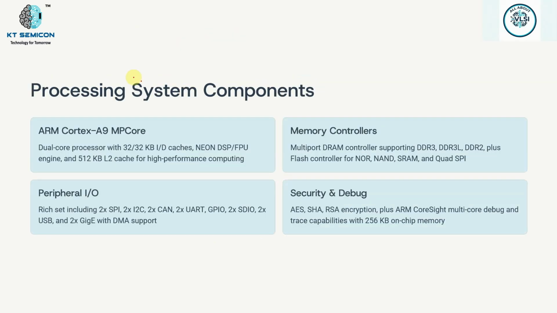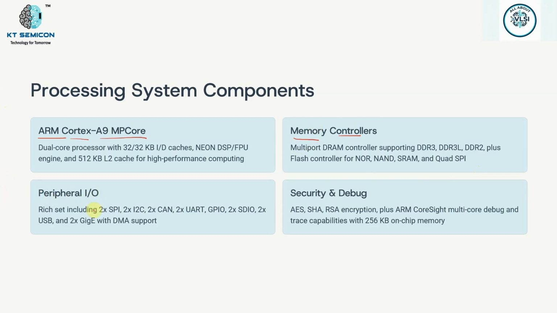Now, what are the things present inside my processing system? One is my main processor, the ARM Cortex A9 MPCore, which is a dual core processor with 32 KB L1 caches, and it has these specifications. It also has the memory controllers for controlling your DRAM: DDR3, DDR3L, DDR low power, DDR2, plus flash controllers. It may be NOR flash, NAND flash, SRAM flash, or Quad SPI.